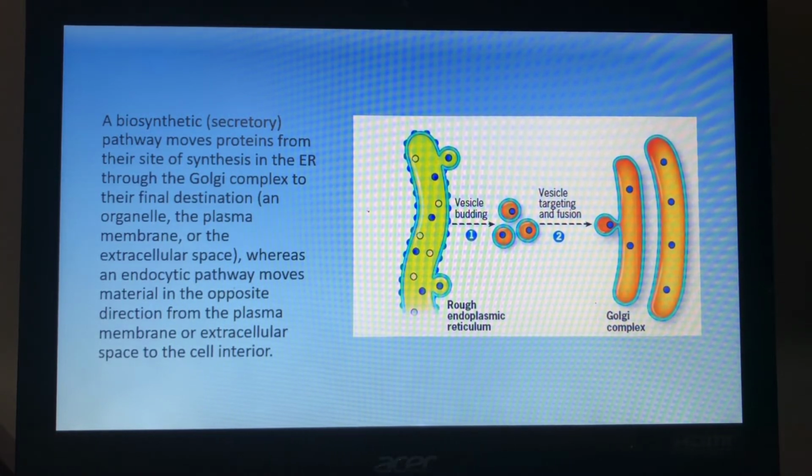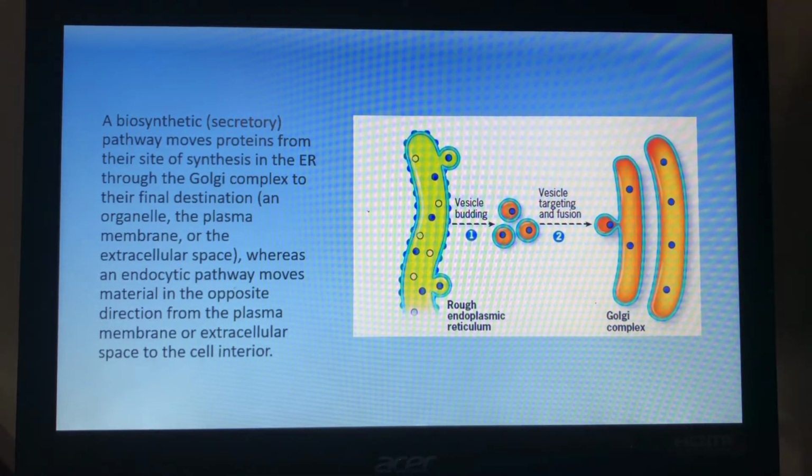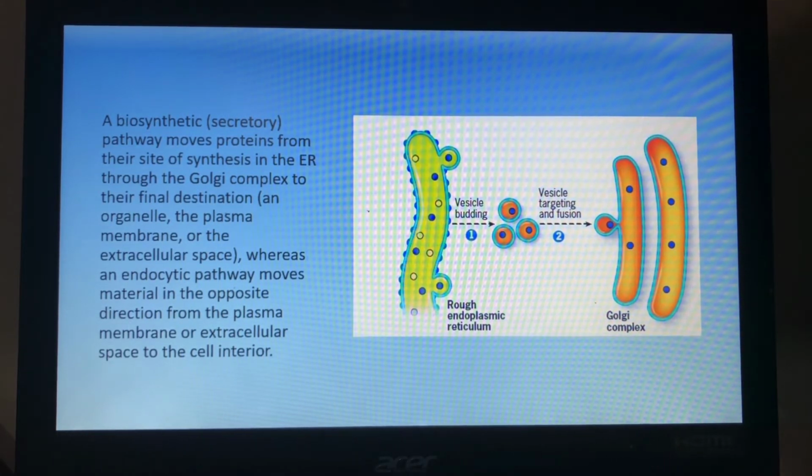Whereas an endocytic pathway moves material in the opposite direction, from the plasma membrane or extracellular space to the cell interior. Cargo is directed to its proper destination by specific targeting signals that are part of the proteins themselves.